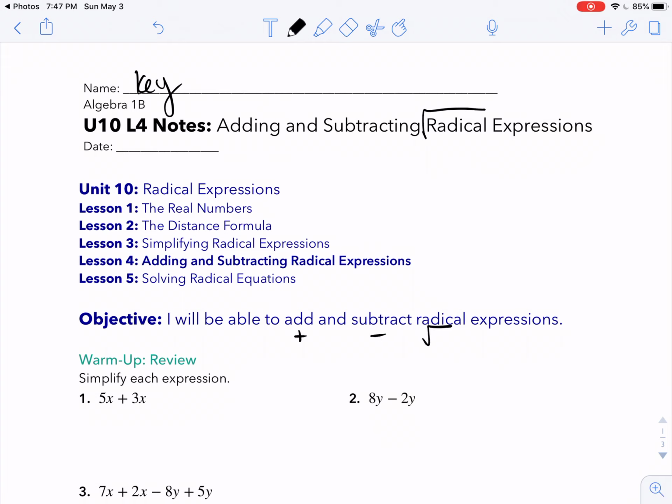So let's get into our key idea of the day, talking about adding and subtracting radical expressions. What you want to do first, you want to simplify all the radical expressions as best you can.